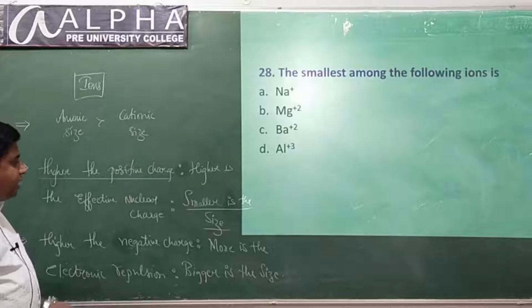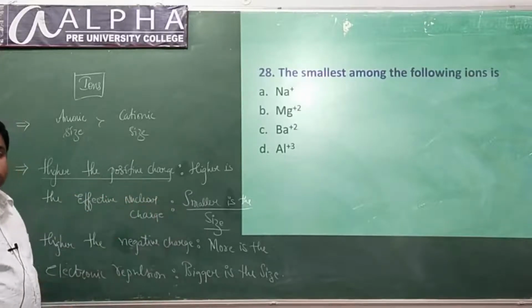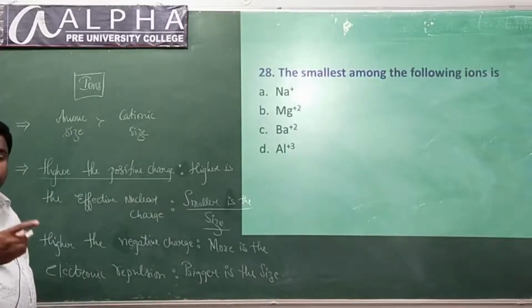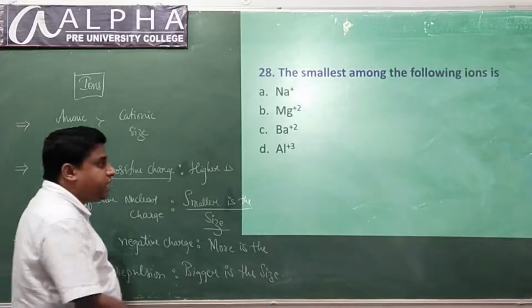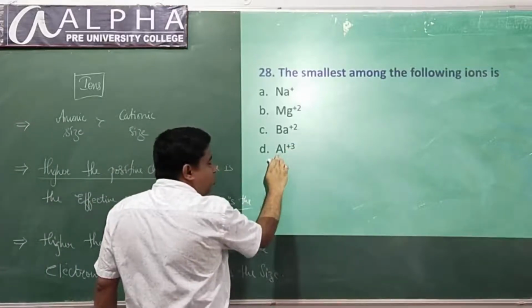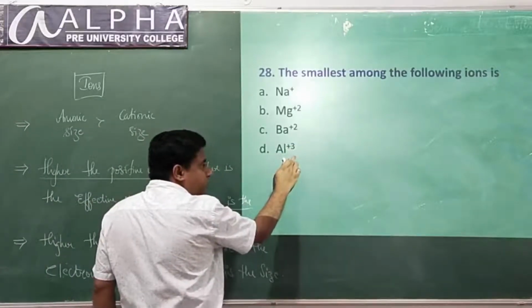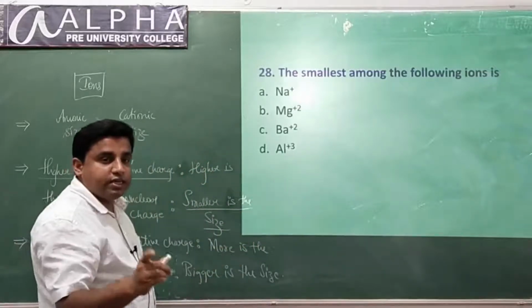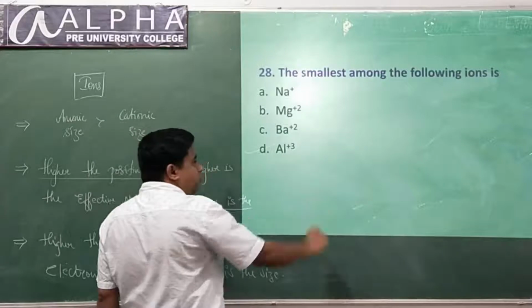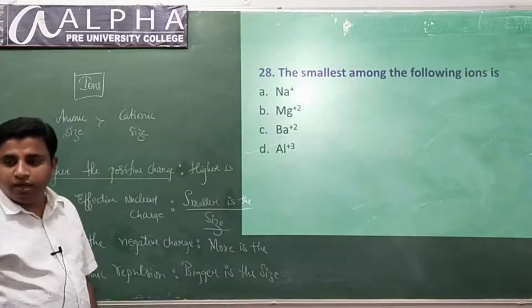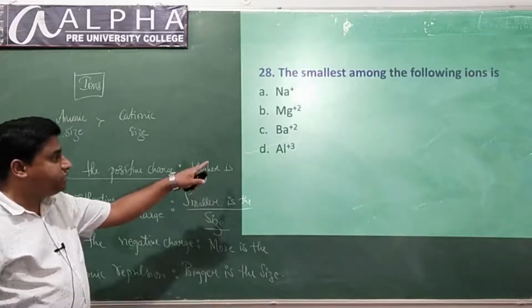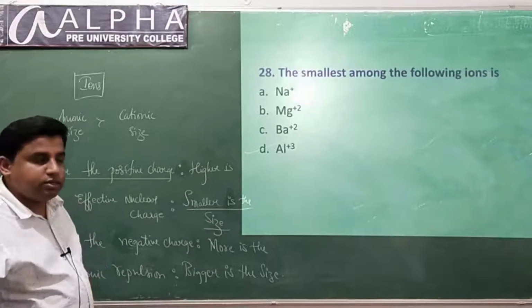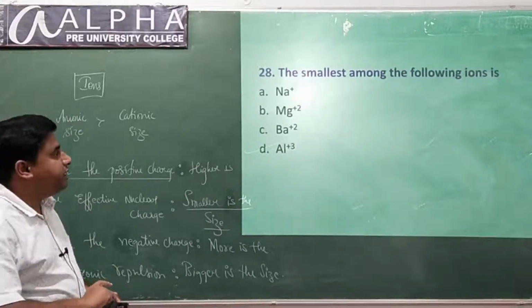Am I correct? Higher the positive charge, smaller is the size. So which ion has highest positive charge? It is +3. Aluminium has highest positive charge, therefore it will have smallest size. So what is the correct answer for it? It is option D. So the smallest among the following ions is aluminium ion. Simple? Okay, correct. Next question.